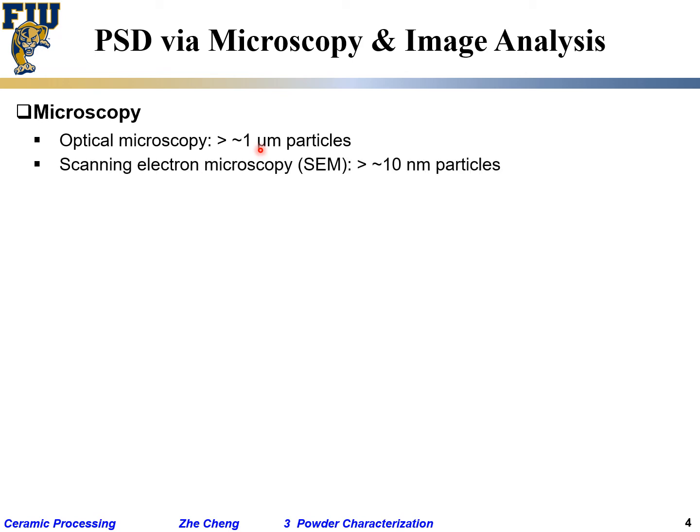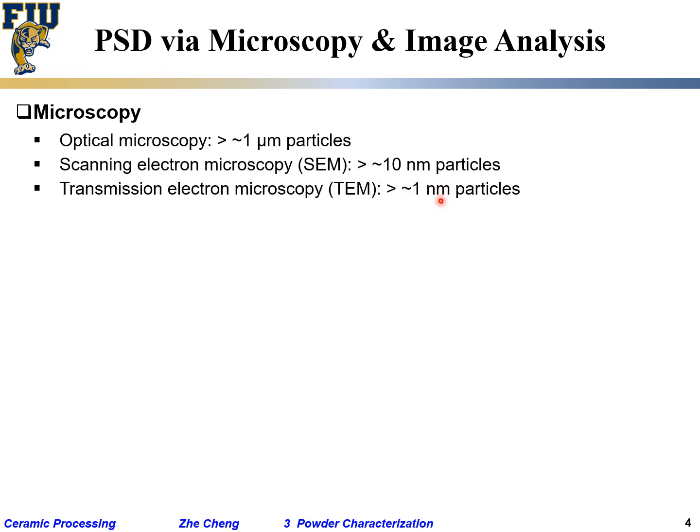And other than light scattering, sometimes people use microscopy and do image analysis, which means you take an SEM image, essentially a photo of your particles, especially if they have comparable depths of view. If they are relatively planar, you can do image analysis to get the particle size. Typically optical microscopy is used for particles greater than 1 micron, because you cannot use visible light to image too fine particles. And with a scanning electron microscope, anything bigger than roughly 10 nanometers you can see.